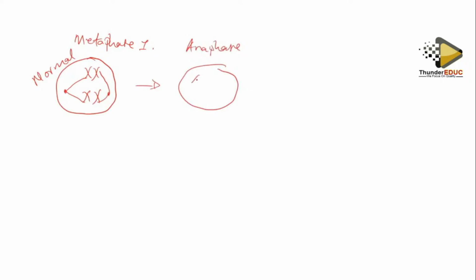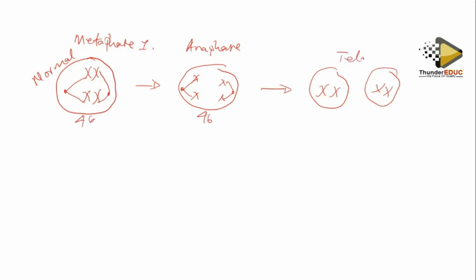I expect it to have these chromosomes separating. You see, these chromosomes must separate. And then in telophase, I expect this cell to form two cells, whereby these two cells have the chromosomes. So if it is a normal cell, I expect it to be 46. Now this one is also 46. At the end of telophase I, I expect this to be 23, and also this one 23.